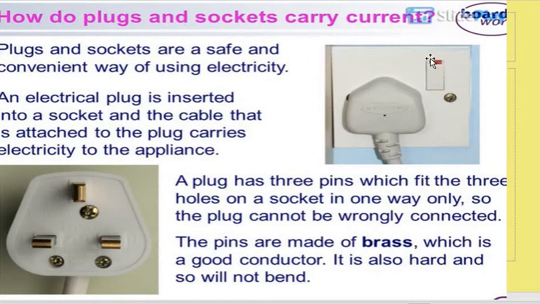How do plugs and sockets carry current? First of all, there's a switch here, so you can switch on and off the current. The pins themselves are made up of brass. They're good conductors. It's a very hard metal, so the wire won't heat up too quickly, or the metal of the pin, these extensions here, and they won't bend, which is a good thing.